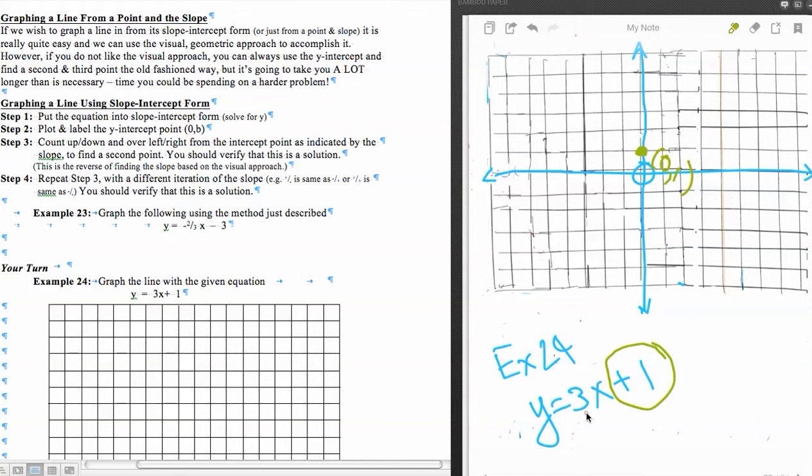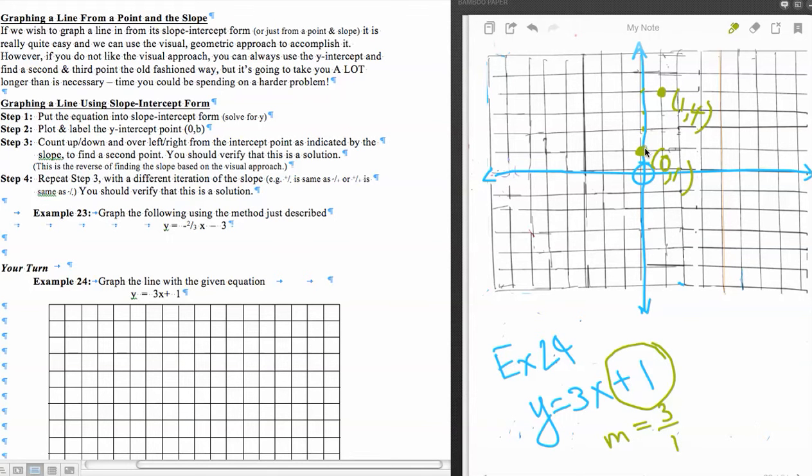Now from there, we're going to use the slope. Remember that m is equal to 3 over 1. So I'm going to rise 1, 2, 3. And then I'm going to run positive 1. So there's my point. Coming back to the x-axis, that's a positive 1 for the x. And coming over to the y, that's a positive 4 on the y-axis.